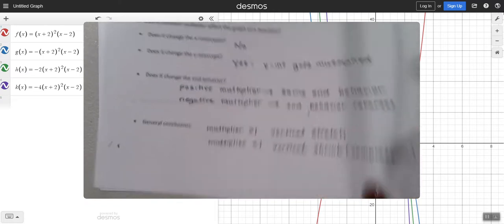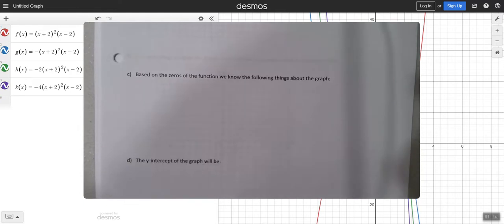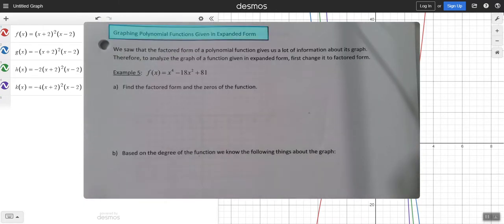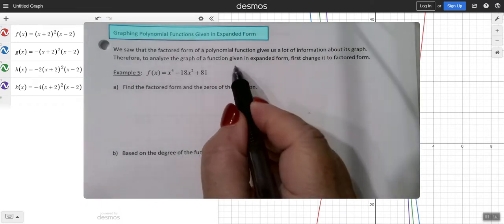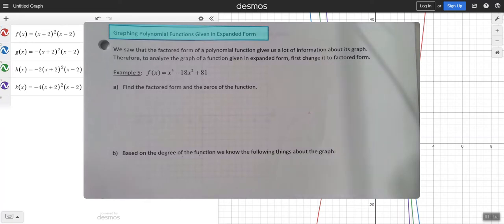All right, so that is pretty much everything, and we are ready to put it all together. In the next few examples, we're going to try to first do everything that we can by hand, make a rough prediction of the graph, and then we'll refine it with Desmos. So, we're now going to be looking at polynomial functions that are given in expanded form. We saw that we really did need the factored form in order to find the zeros. So the first thing I'm going to do is get that factored form and find those zeros.